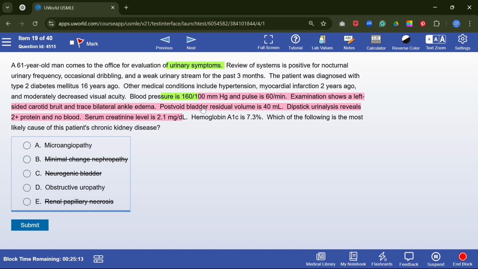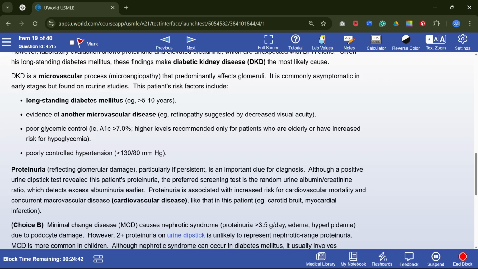Why is there bruising? So how is this bruise? Is it renal artery stenosis? No, it's diabetic nephropathy.